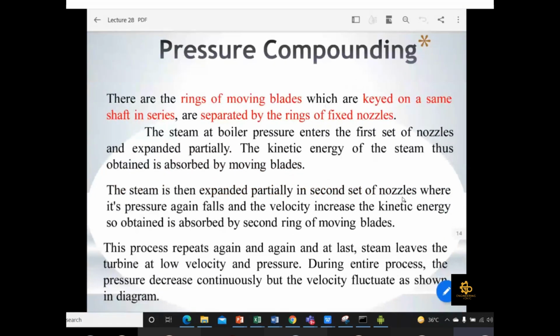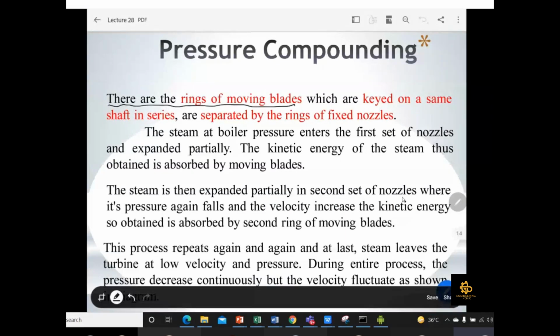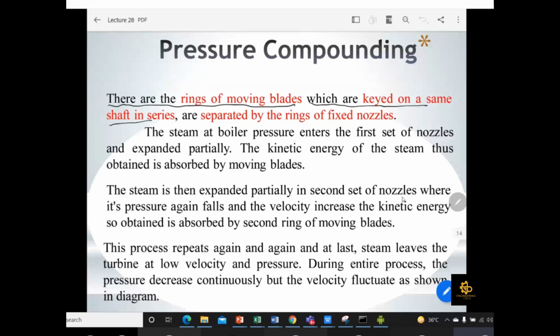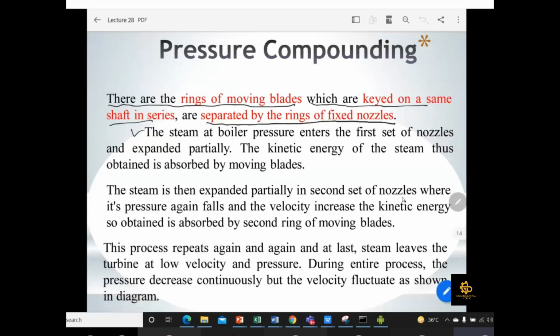Here there is another term, which is pressure compounding. Pressure compounding is also basically the arrangement of different sets of blades or nozzles, and we call it pressure compounding or a pressure stage. These are rings of moving blades which are kept on the same shaft in series, separated by rings of fixed nozzles. In this case we have multiple nozzles attached with the moving blade section. The steam at boiler pressure enters the first set of nozzles and is expanded partially.